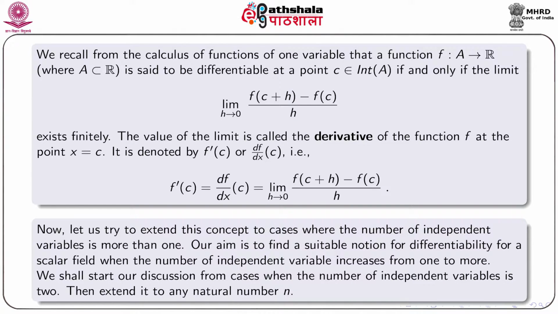Now, let us make an attempt to extend this concept to cases where the number of independent variables is more than 1. Our aim is to find a suitable notion for differentiability for a scalar field when the number of independent variables increases from 1 to more. We shall start our discussion from cases when the number of independent variables is 2. Then we shall generalize it for any natural number n.